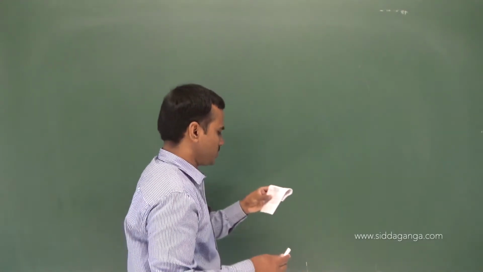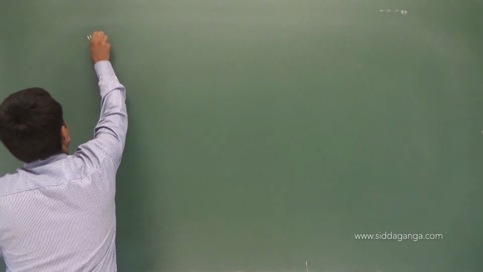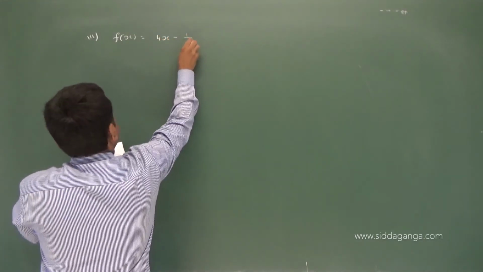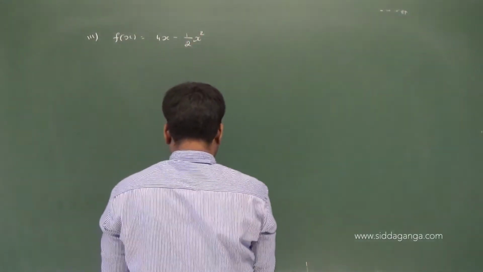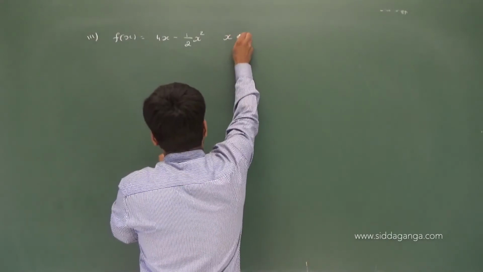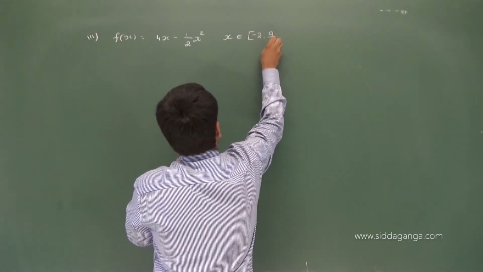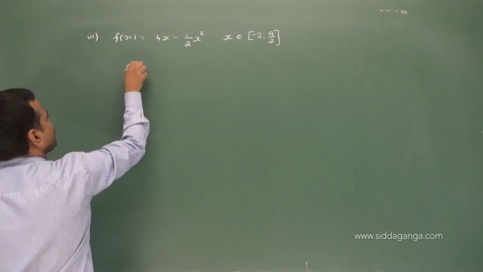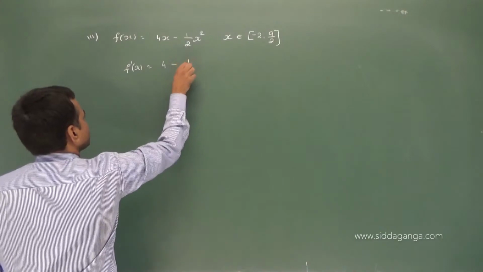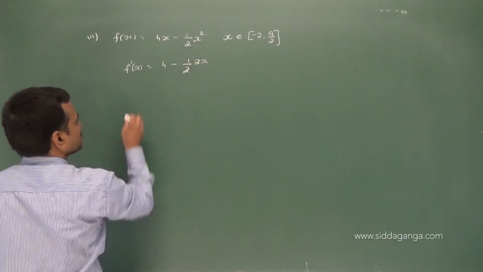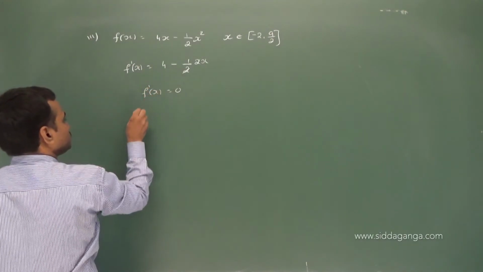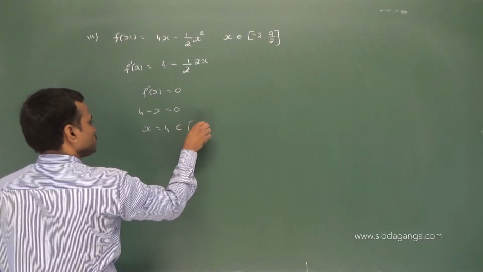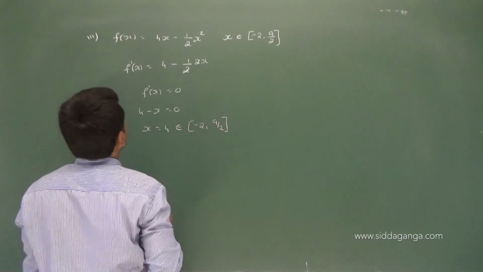Next one, third problem: f of x is equal to 4x minus 1 by 2 x square, x belongs to minus 2 comma 9 by 2. f dash of x is 4 minus x, get cancelled, equal to 0, x is equal to 4, which belongs to the interval. 9 by 2 means 4.5.